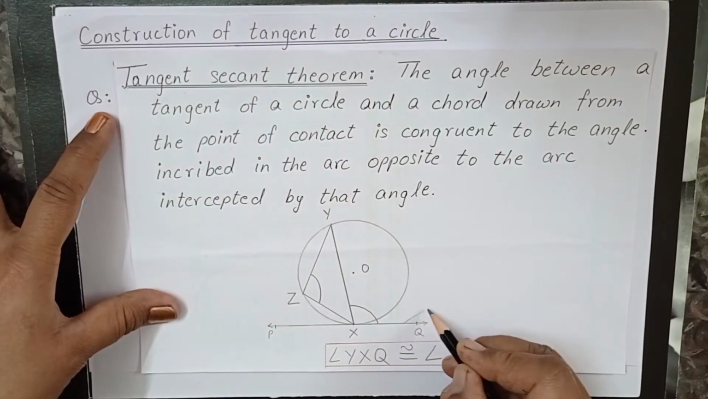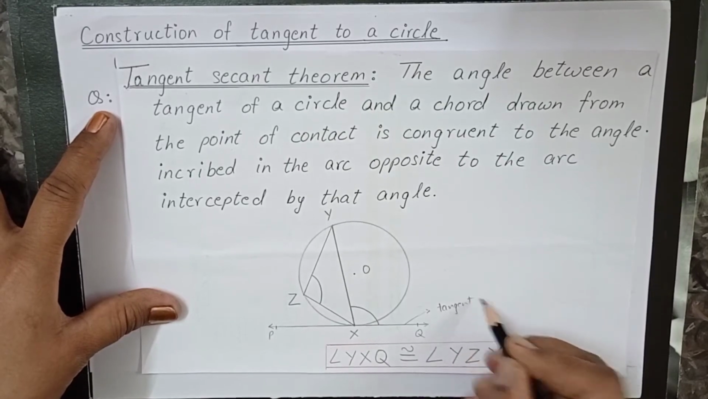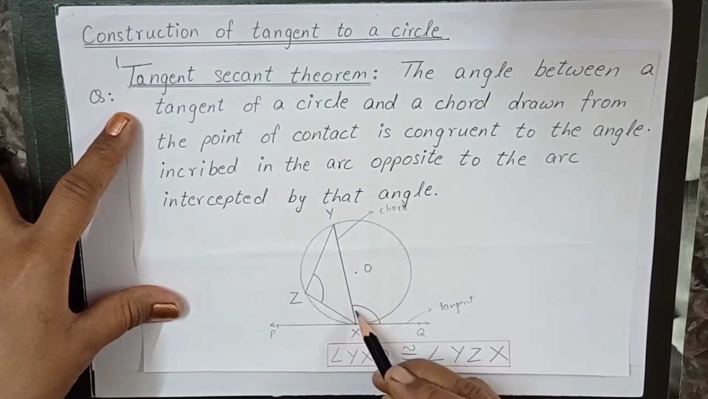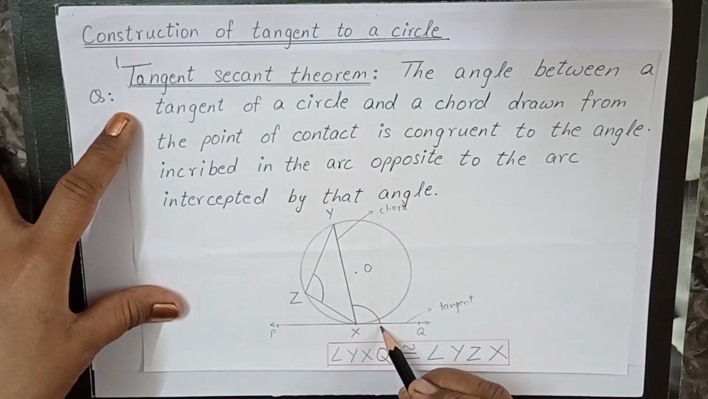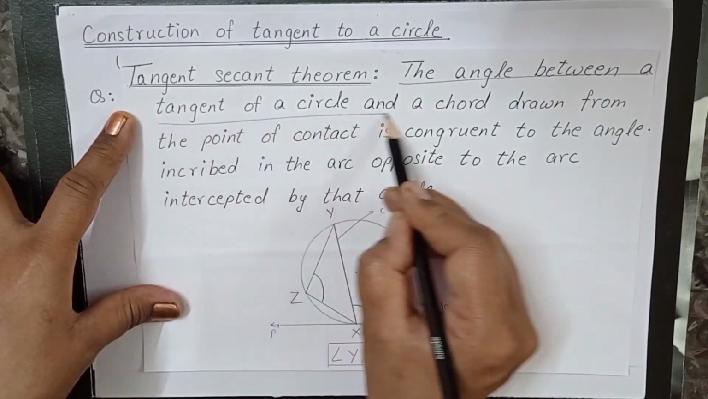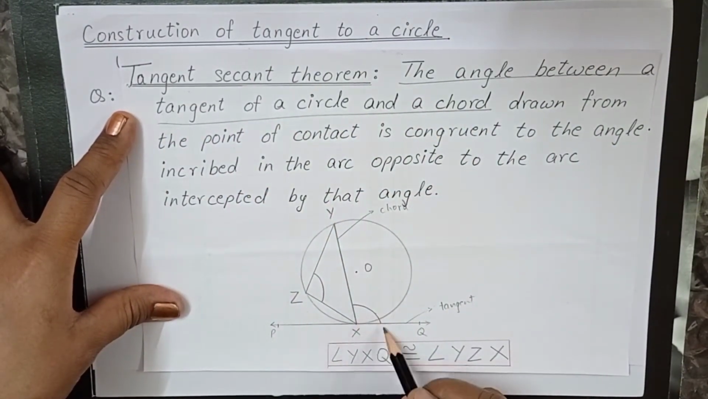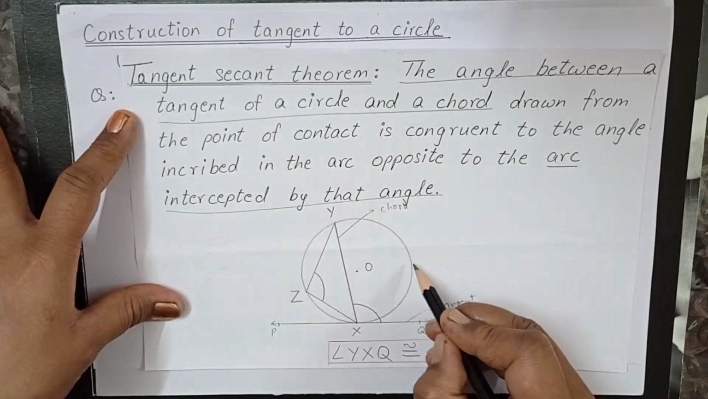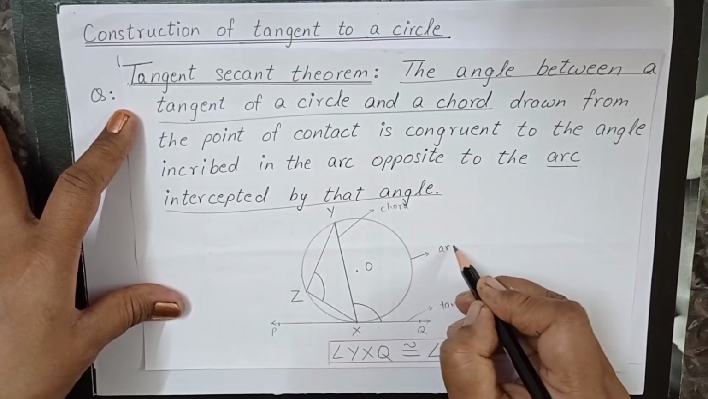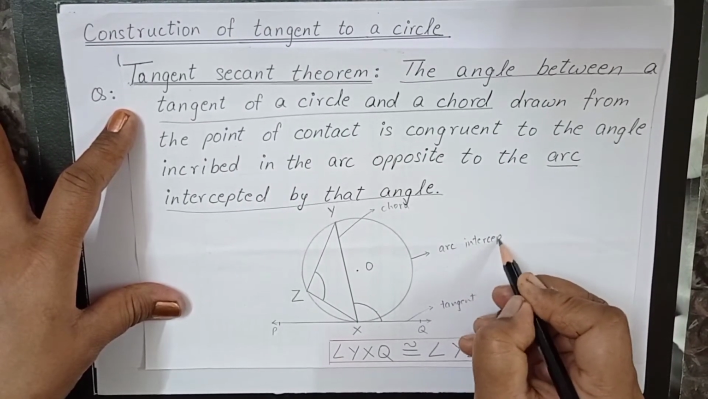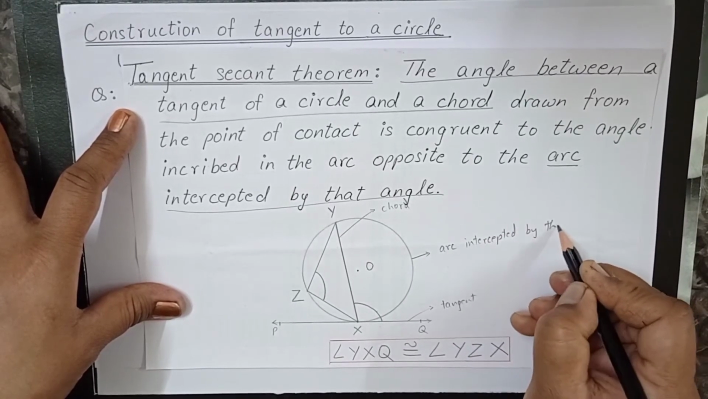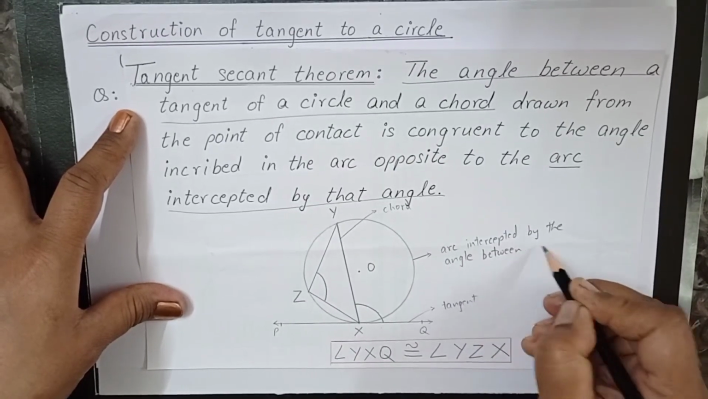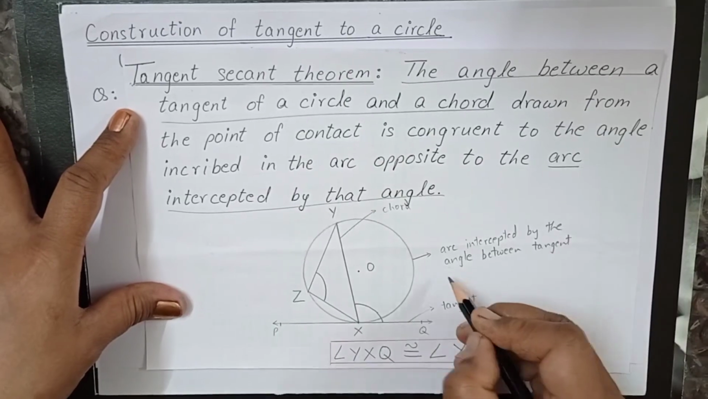So here this is the tangent. This is the chord. This is the angle between the tangent and the chord. Right? The angle between the tangent of a circle and a chord. This is the angle. Now, which is the arc intercepted by this angle? It is this one. This is the arc intercepted by the angle between tangent and chord.